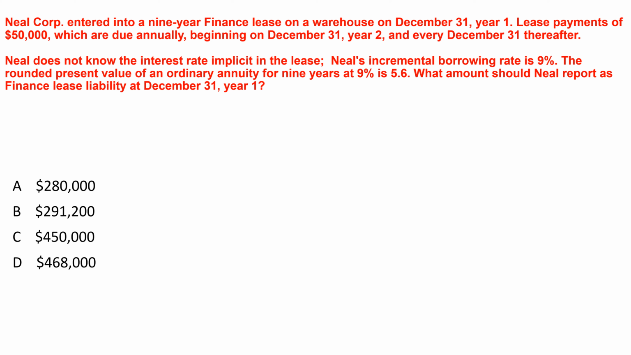Next question. Neil Corp entered into a 9-year finance lease on a warehouse on December 31st, year 1. Lease payments of $50,000, which are due annually, beginning on December 31st, year 2, and every December 31st thereafter. Neil does not know the interest rate implicit in the lease. Neil's incremental borrowing rate is 9%. The rounded present value of an ordinary annuity for 9 years at 9% is 5.6. What amount should Neil report as finance lease liability at December 31st, year 1?